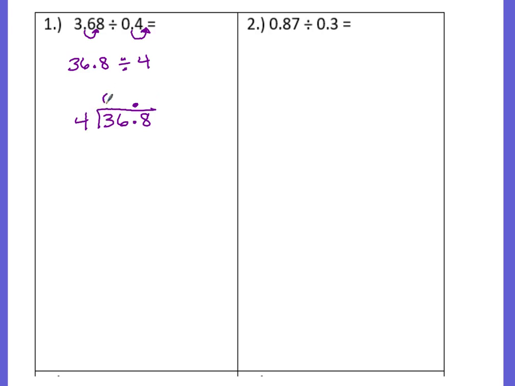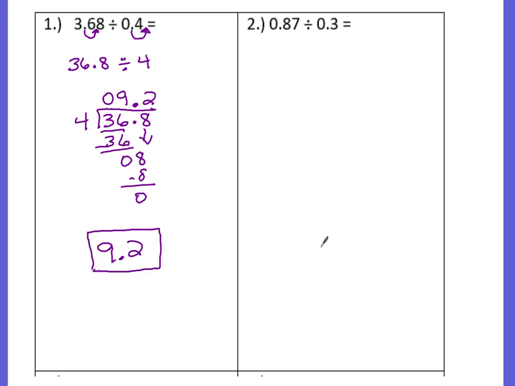No. So I'm going to put a 0 above the 3. Now I'm going to look at 36. Yes, 4 goes into 36 9 times, which is 36. So I subtract, 0 remainder. We still have a digit here, this 8, so we're going to bring it down. How many times will 4 go into 8? 2 times, which is 8. 0 remainder. We're done dividing. So our answer, and it's a good idea to rewrite your answer and to put a circle around it or a box around it. Our answer is 9 2/10.